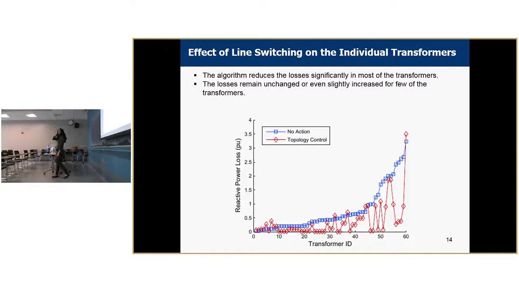And here's the result for the individual transformers. So what are the losses in each individual transformer? The blue is when we don't have any action, and the red is after you apply the line switching algorithm. And you can see that for most of the transformers, you end up decreasing the losses significantly.